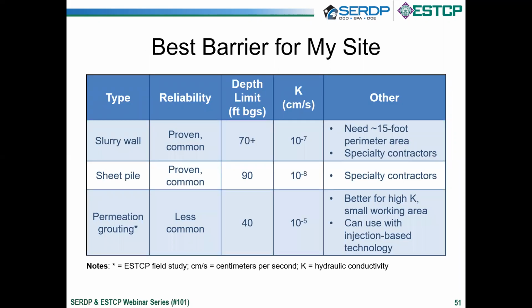So for instance, typically slurry walls and sheet pile walls are proven technologies that are commonly used and can create pretty tight barriers with wall hydraulic conductivities on the order of 10 to the -7 or 10 to the -8 centimeters per second. Permeation grouting, as I'd mentioned, was the focus of this project, is less common, but has the potential advantage of being more flexible in terms of barrier placement.